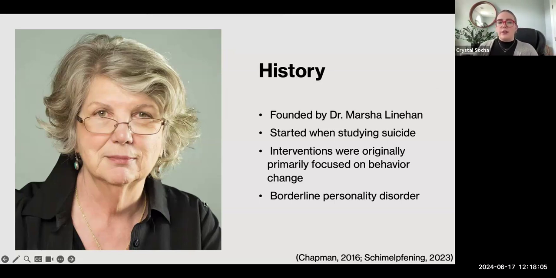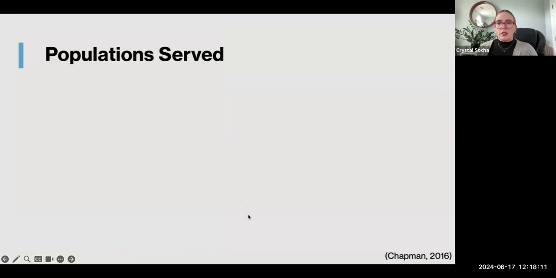So that is a quick overview and a lovely image of Marsha Linehan on the left side here. We'll talk a little bit about some populations. So just checking in with all of you, what are some populations that you are currently serving, or perhaps diagnoses that you see most often, behaviors that you're often working with when working with individuals in the community?